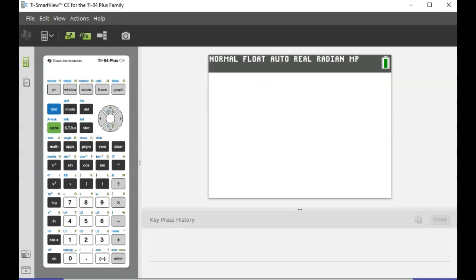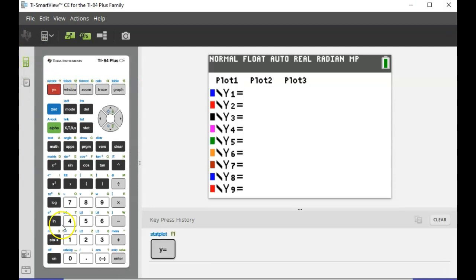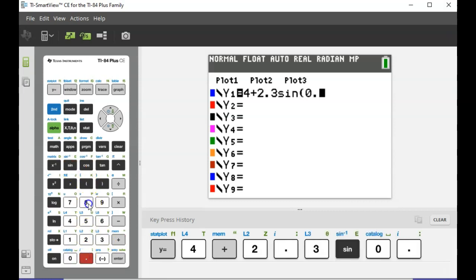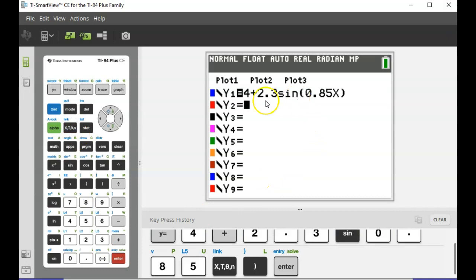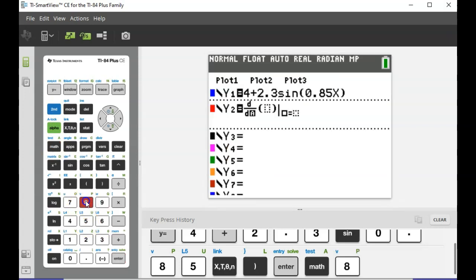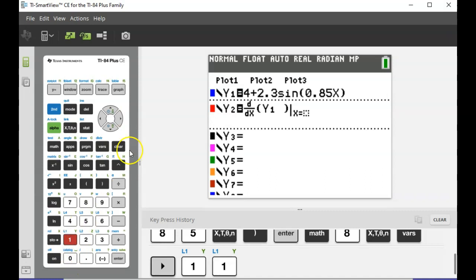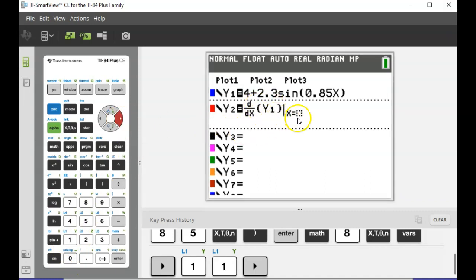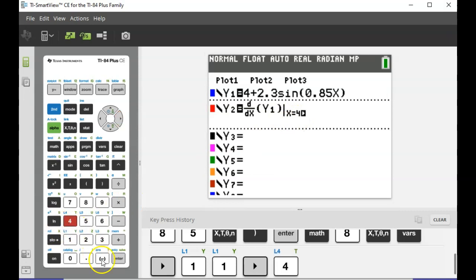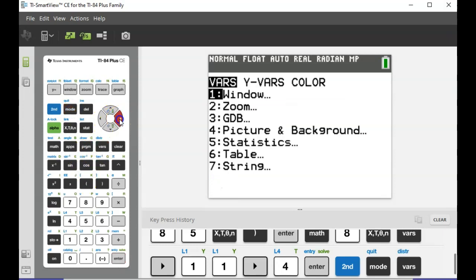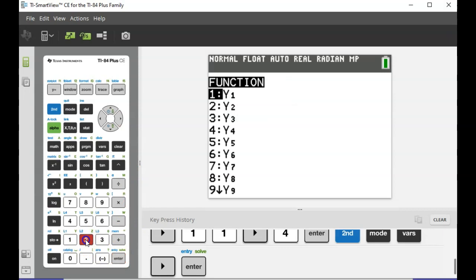Let's go to the calculator and let's put in our function. So we have 4 plus 2.3 sine 0.85x. Now that's our velocity function, and we're going to take the derivative of that. So we'll go to math, derivative, so 8. Taking the derivative with respect to x of y1, so vars, y vars, function y1. And we're going to evaluate this at x equals 4. So just press 4, enter. Let's go back to our screen. So second quit, and we'll do vars, y vars, function y2, enter.